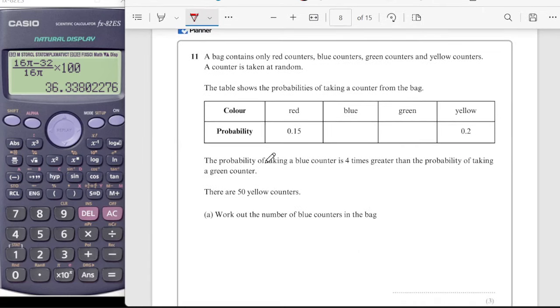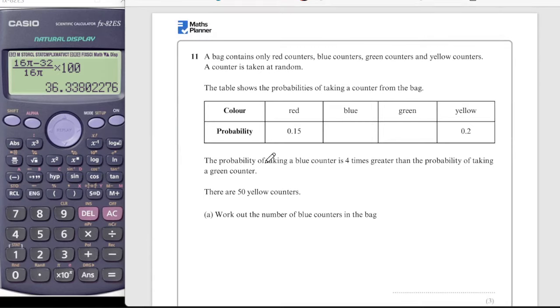Okay, question 11. A bag contains only red counters, blue counters, green counters, and yellow counters. A counter is taken at random. The table shows the probability of taking a counter from the bag. The probability of taking a blue is 4 times greater than the probability of taking a green. So if I call that x, I'm going to call that 4x. There are 50 yellow counters in the bag. Work out the number of blue counters in the bag.